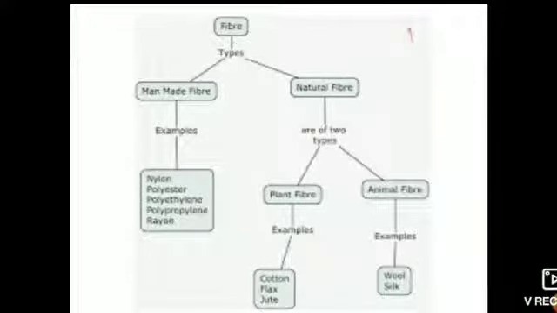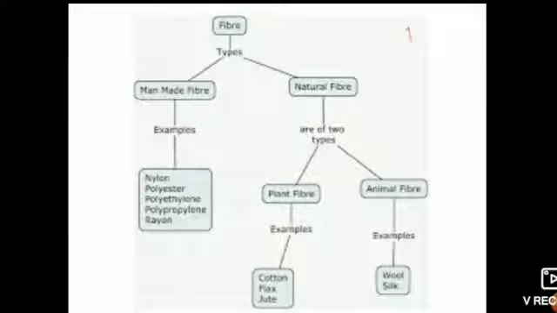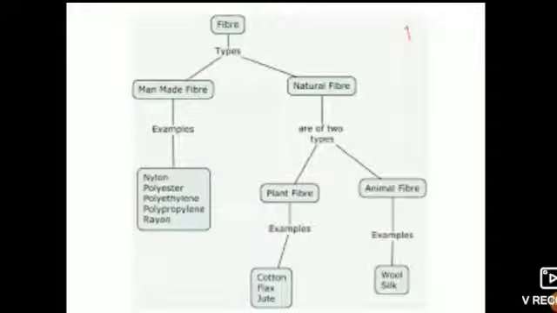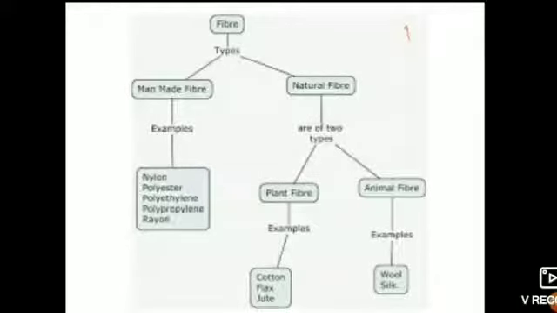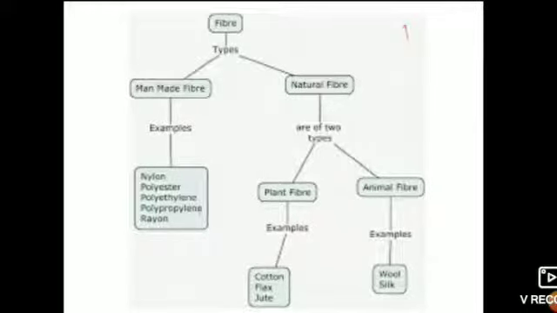Different types of clothes are made from different fibers. You have learned about different types of fibers in the previous class. You know that fibers are of two types, natural fibers and man-made fibers. Natural fibers are also of two types, plant fibers like cotton and jute and animal fibers like wool and silk. There are different types of animal fibers. We will study about animal fibers in this chapter.